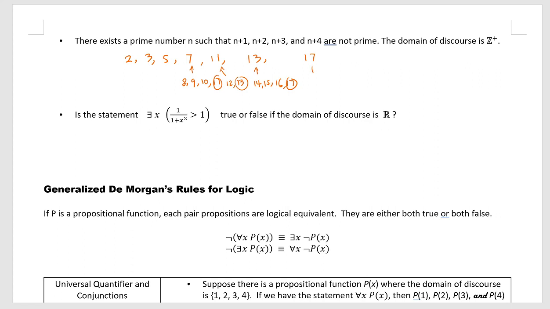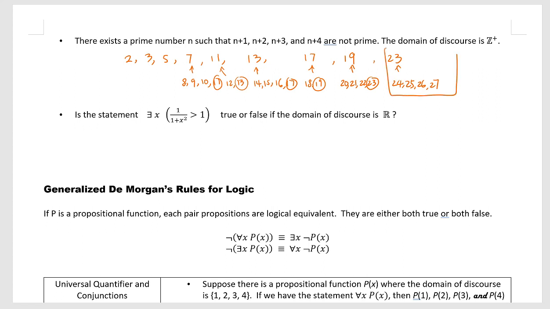Let's go down the list. Okay, 17, so 18, 19, oops, 19 is a prime. Now 19, okay, 20, 21, 22, 23. Oops, 23 is there. So, let's see, 23, we have 24, 25, 26, 27. Oh, it works. None of them are primes.